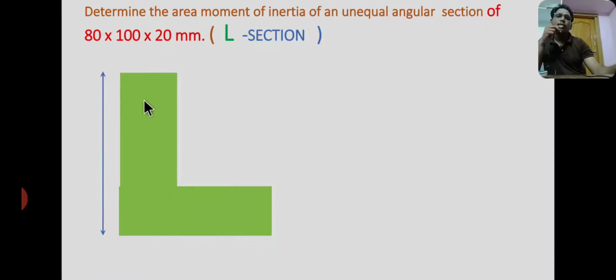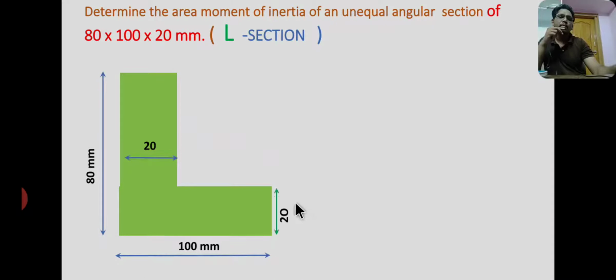Now the first dimension refers to the height of the L section. So the height of the L section equals 80 mm, and the second dimension refers to the base of the L section. That means the base equals 100 mm, and the third dimension refers to the thickness of the L section. So this is 20 mm, this is 20 mm. So the thickness of the L section is 20 mm. Now this is the diagram for the given question.